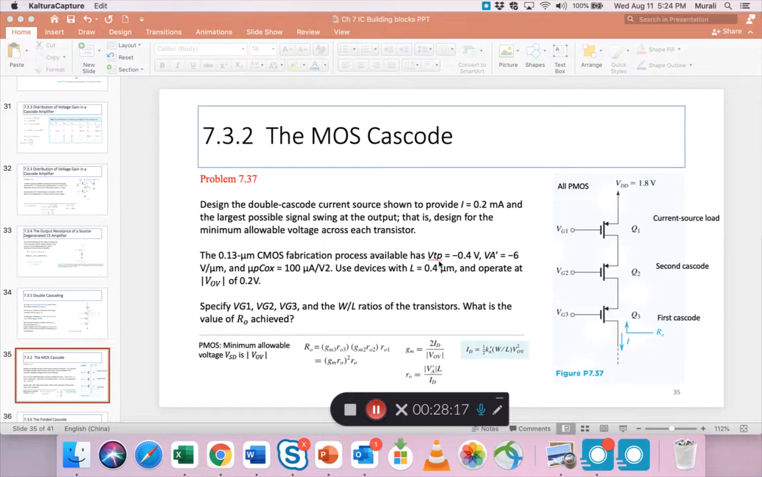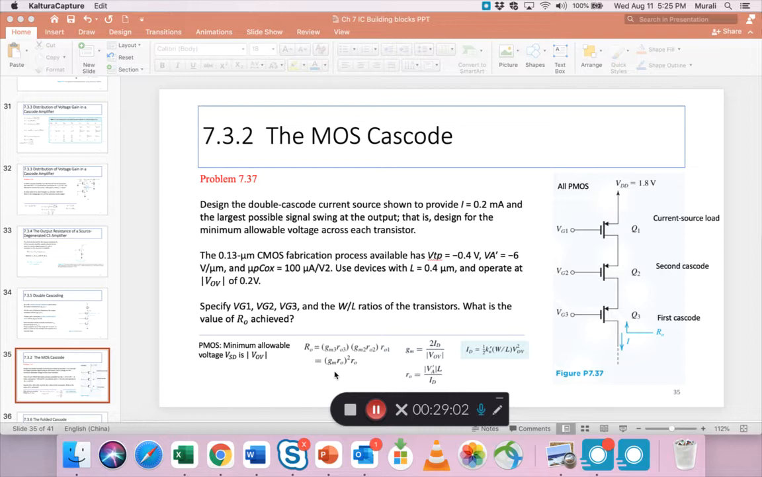Then some other parameters are given about VT, VA prime, K, length is also given, and VOV is given. So many things are given. We do have to find VG1, VG2, VG3 and the W by L ratios. Finally, what is the value of the output resistance achieved, as seen up into the current source. Okay. All right. So minimum allowable value VSD, I'm just showing you, is VOV. Important to recognize that.